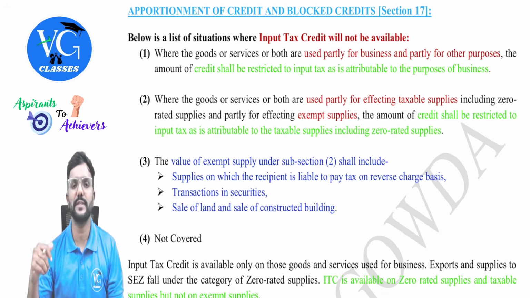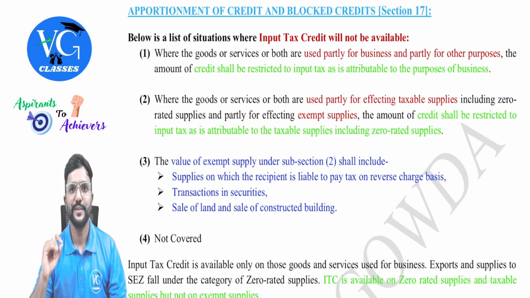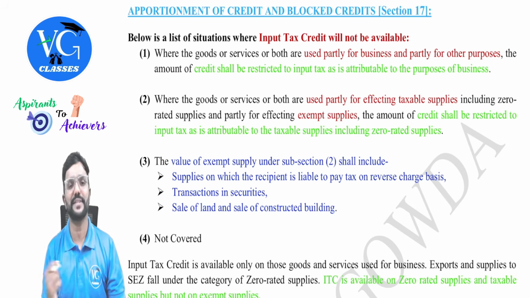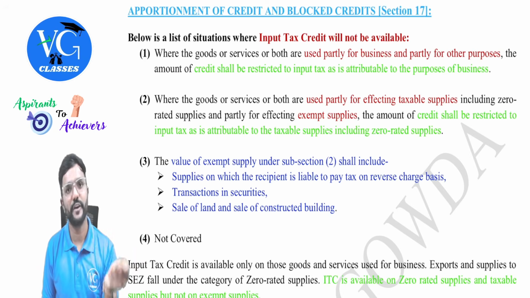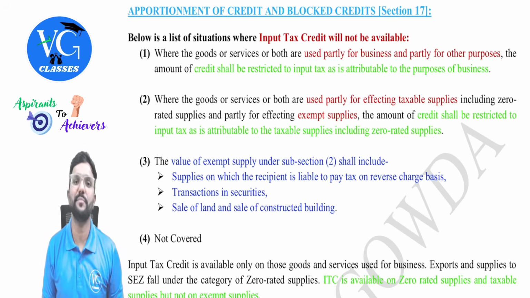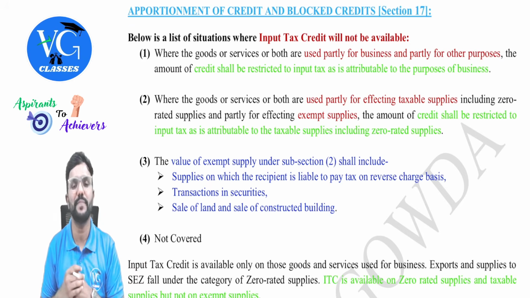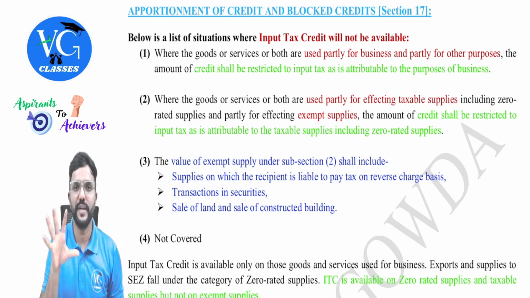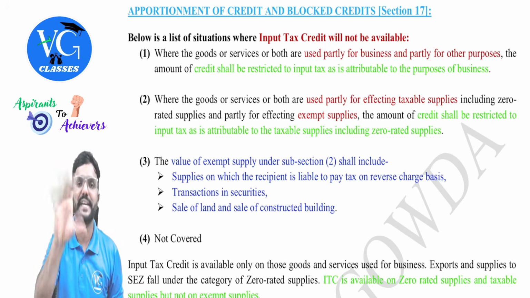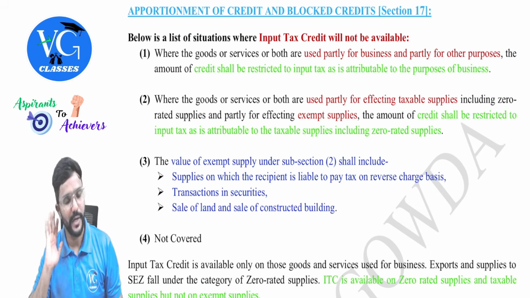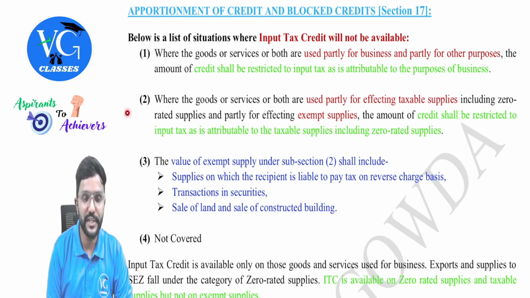Sir, what if it is used for personal purpose? No credit. Sir, what if it is partly business, partly personal? Then whatever is attributable for business purpose, only that much credit can be claimed. For example, assume GST paid on the purchase is 10,000 and the inward supply 50% is used for business, 50% for personal. In that case, only 50% of 10,000, that is only 5,000 credit can be claimed.